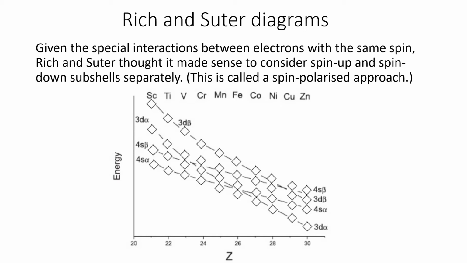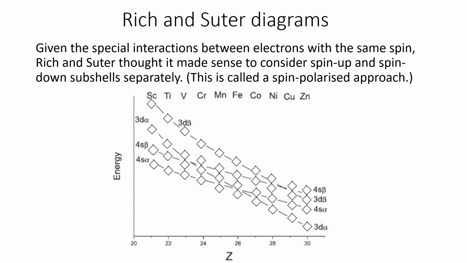In this diagram, we've got two energy levels for 4s, called 4s alpha and 4s beta. You can consider alpha to be spin up and beta to be spin down. Likewise, the 3d subshell is split into two levels, alpha and beta. Using this diagram, we can follow a kind of Aufbau approach where we put the electrons in and see what electron configurations are predicted.